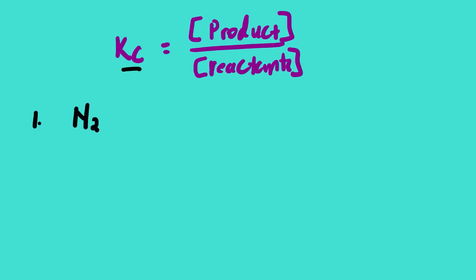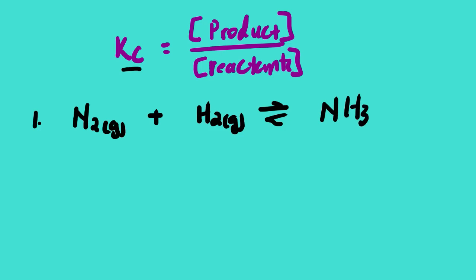nitrogen reacting with hydrogen to form ammonia. And then balancing this equation, we're going to have 3 here and we're going to have 2 here. So what is the Kc expression for this equation? By the way, this is also gas phased.